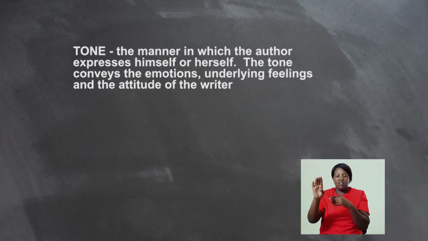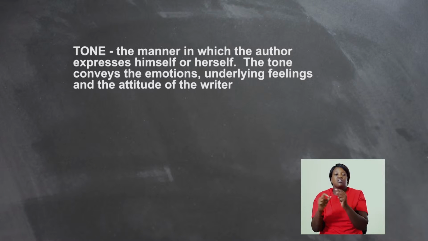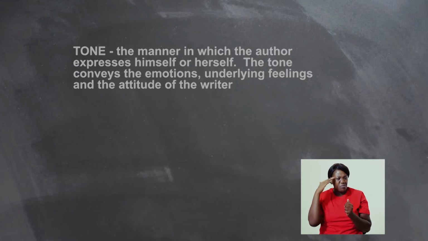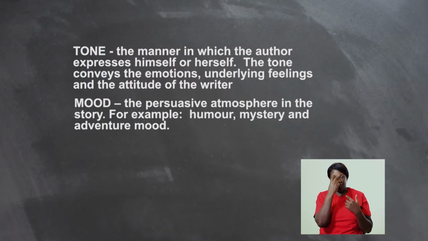The tone is the manner in which the author expresses him or herself. The tone conveys emotions, underlying feelings, and the attitude of the writer. The tone may be described as friendly, sharp, sarcastic, ironic, angry, or humorous. The persuasive atmosphere in a story is referred to as the mood. Authors use mood as a style to capture the interest of the reader. For example, humor, mystery, or adventure.